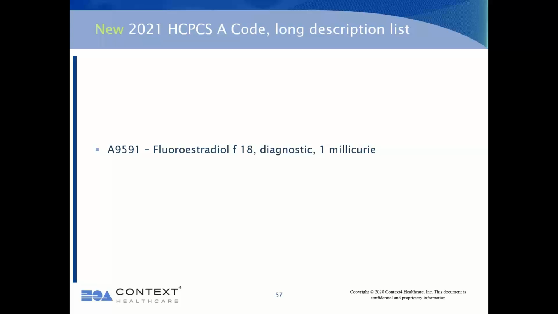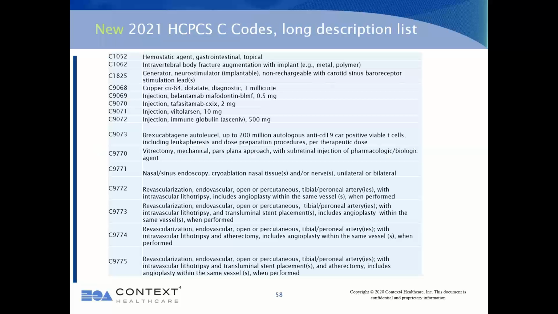There is one new A code, A9591, which has been added to the section of supplies for radiology procedures, radiopharmaceuticals. C codes are used for Medicare Ambulatory Surgical Centers, ASC, and Hospital Outpatient Prospective Payment System, OPPS. They may be recognized on claims from other payers and in other payment systems as well. These are the 15 new C codes that have been released for Q1.